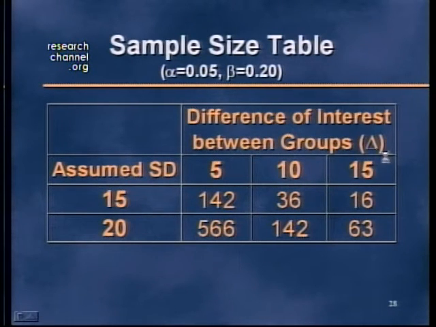But what if I was interested in detecting a 15 millimeter difference in blood pressure? If I assumed a standard deviation of 15, I would have needed only 16 per group. With a standard deviation of 20, I would have needed 63. So usually in a grant, you'd want to see a table like this that says under different assumptions and differing differences of interest, this is the range of sample sizes I would need. And then usually you try to balance that with time, cost, etc.